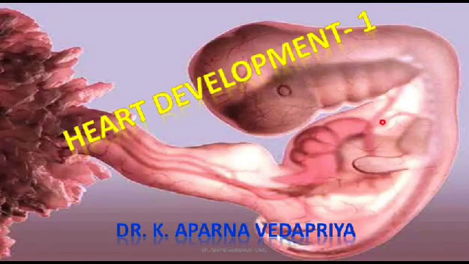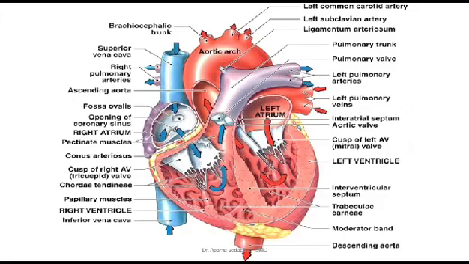We are now going to see the development of the heart in the coming series of videos. So this is the gross representation of the heart. You all know by now that it is made of 4 chambers, the right and left atrium and right and left ventricle, and they have these outflow tracts and inflow tracts.